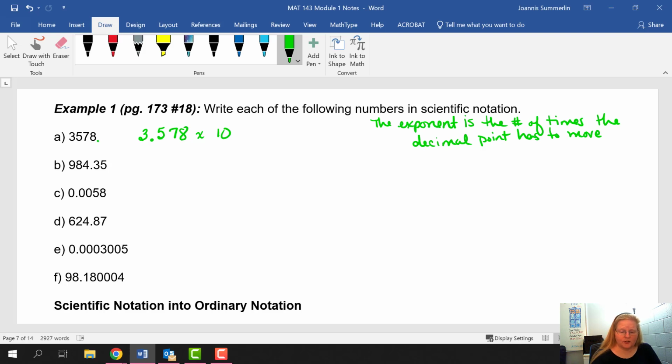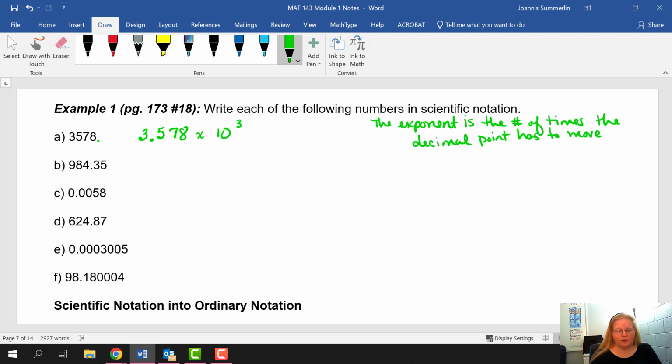The decimal point was originally here, behind the 8. Now it's here. That means it moved 3 times. Now the question is, did it make a bigger number or a smaller number? This is a bigger number. So when I multiply this smaller number times this number, I needed to make a bigger number. So I need this to be a positive 3, so it'll be a big number, to make this small number turn into a big number.